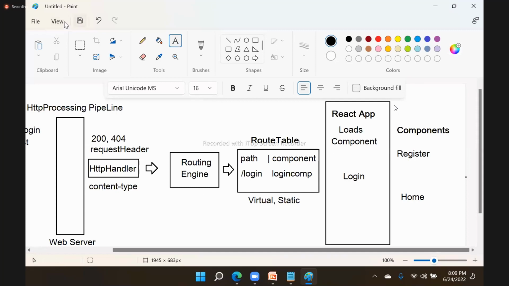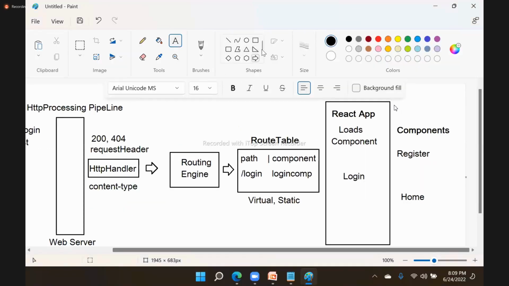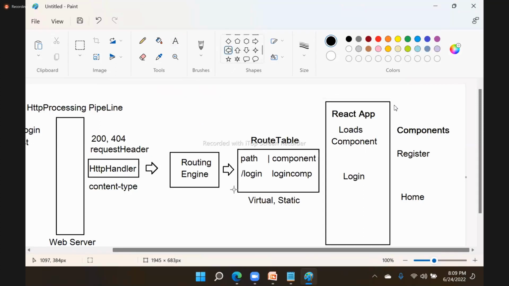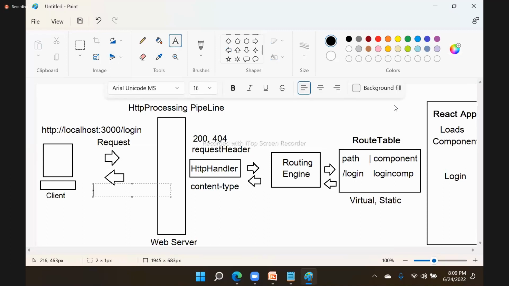This is the basic structure. Let me show you this. This is the basic architecture. The request comes, and after the component is loaded, the response goes back. It is sent through the routing engine, request and response, and the response comes back to the client. That is delivered to the client as the response.